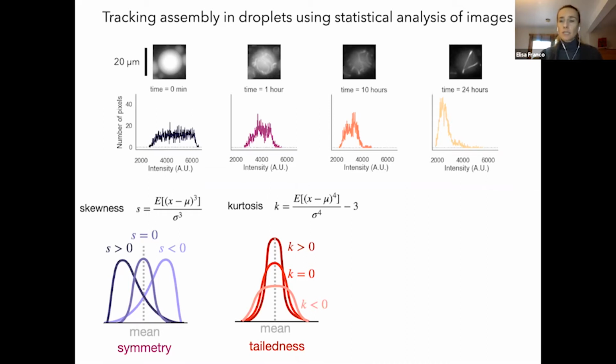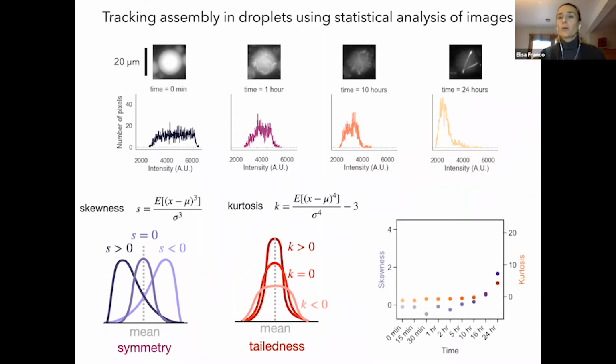It's not enough that we have an asymmetric histogram, but it also should have big tails, especially on the right, because it tells you there are a number of very bright pixels. And so here is an example: if you were to take this particular droplet and track the histogram of the pixel intensity and measure skewness and kurtosis, this is what they would look like. They start near zero, and then over time they increase.